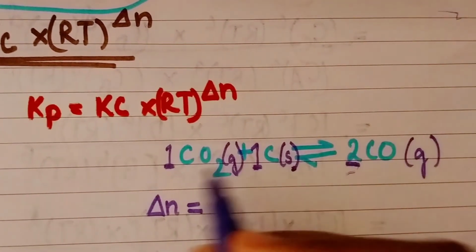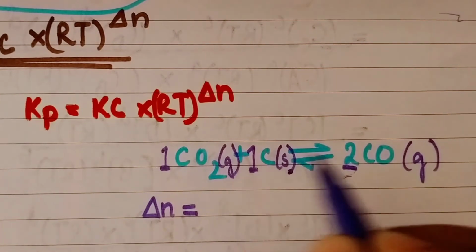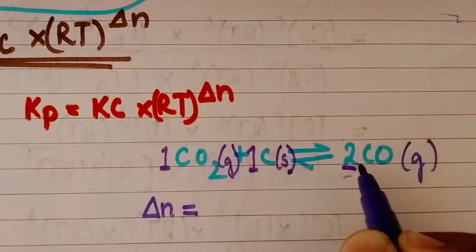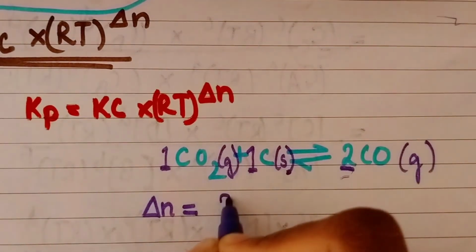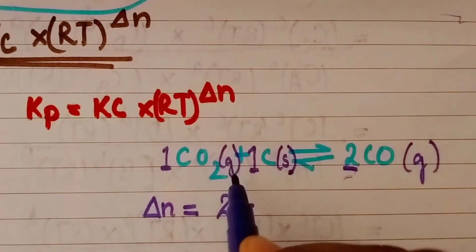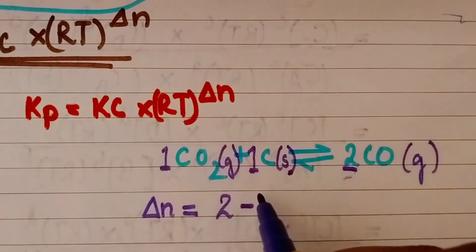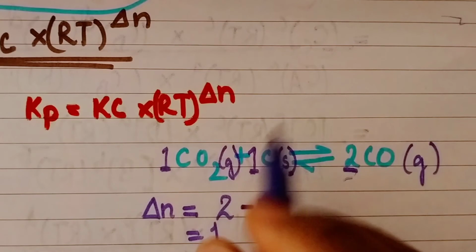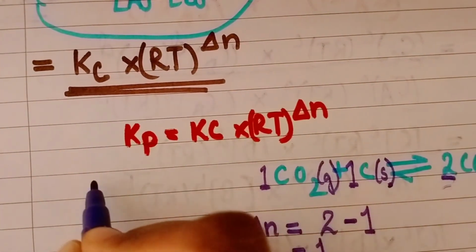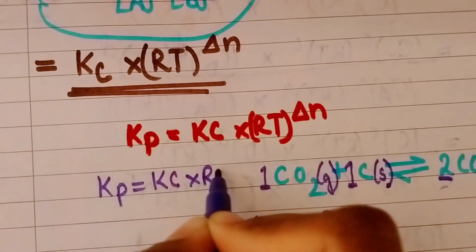Okay, so when this happens, we only consider the gaseous species. Here, what's the number of moles of CO? CO is a gas, so we're considering it, it's 2. Then we write 2 minus what's here? Only CO2 is present in the gaseous state, so we're only considering 1. So 2 minus 1, which is nothing but 1. So delta N is going to be 1, and then our equation is going to be Kp is equal to Kc into RT, because delta N is 1.